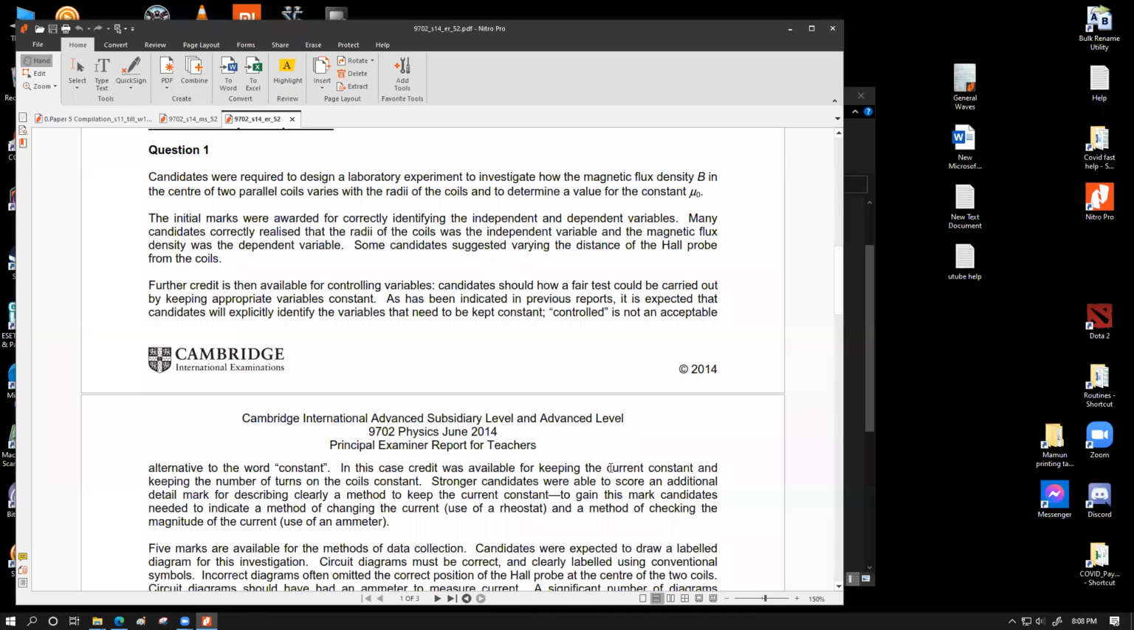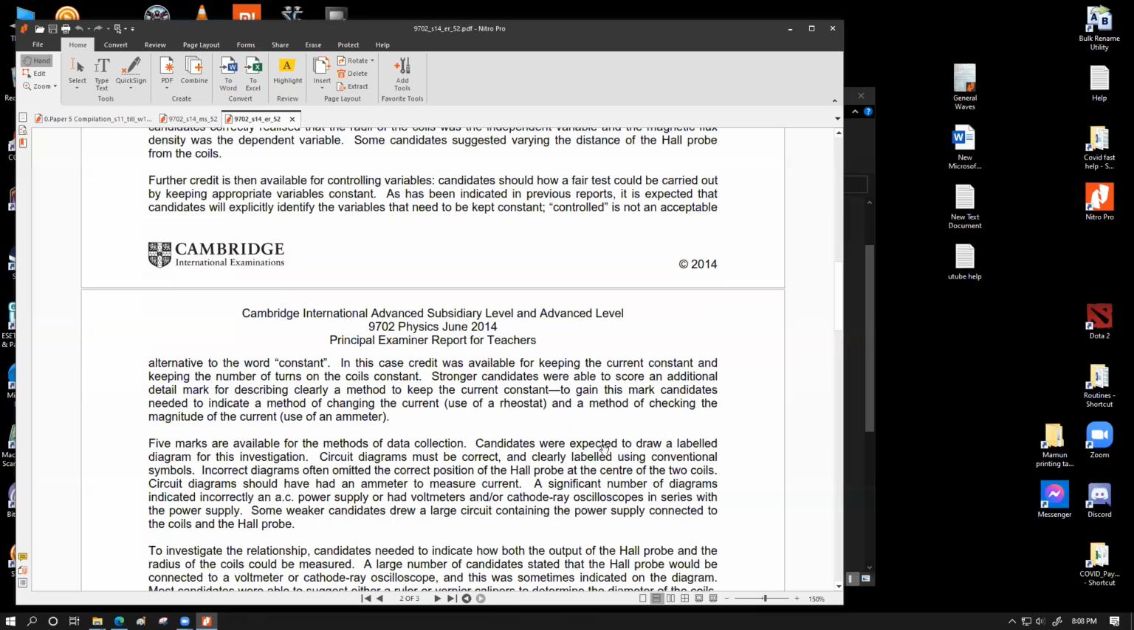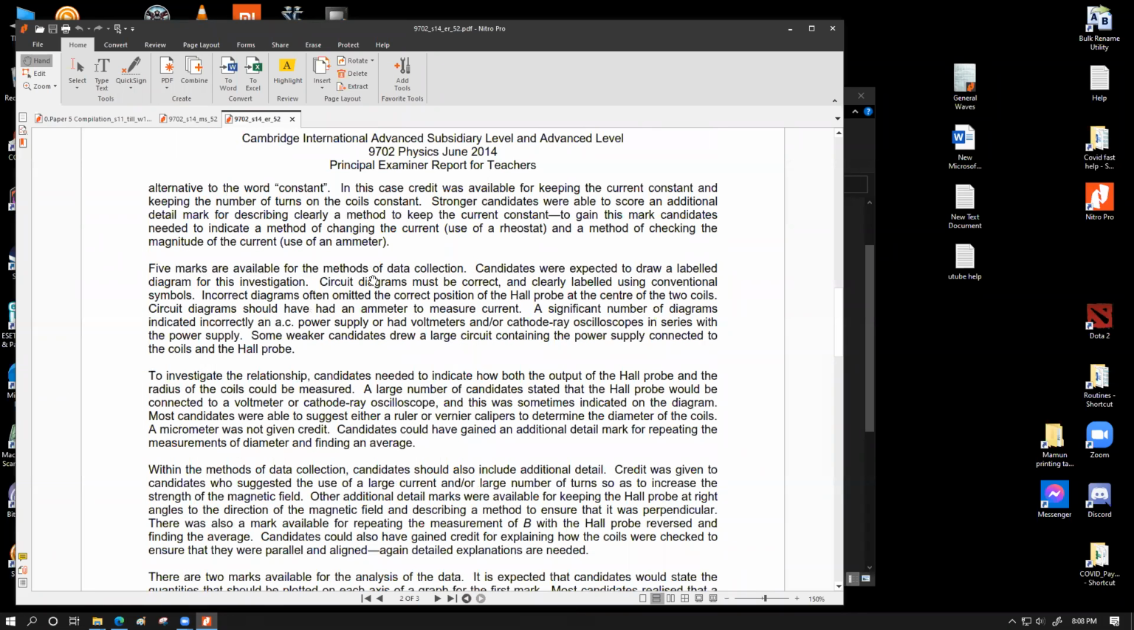Marks were available for keeping the current constant and keeping the number of turns in the coil constant. Stronger candidates were able to score an additional mark for describing clearly the method to keep the current constant. To gain this mark, candidates needed to indicate a method for changing the current using a rheostat and a method for checking the magnitude of the current using an ammeter. Beautiful.